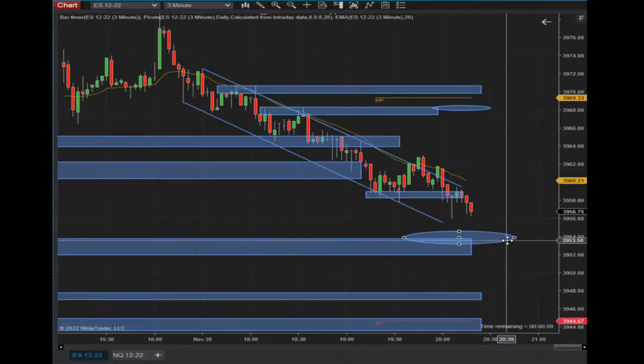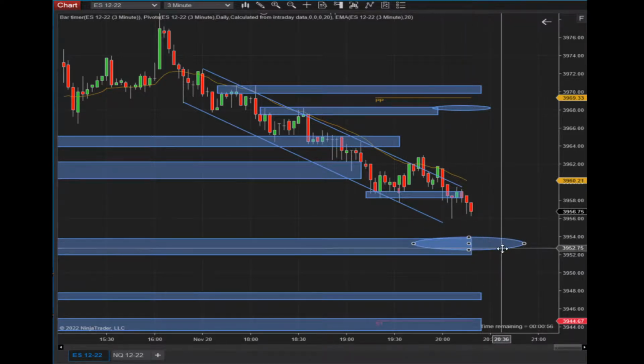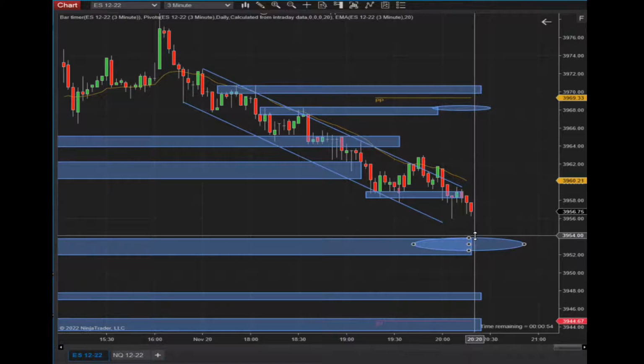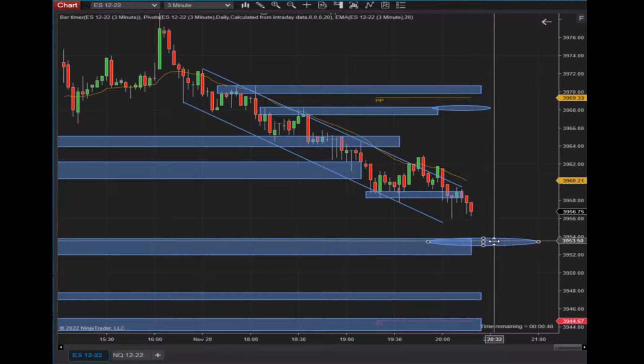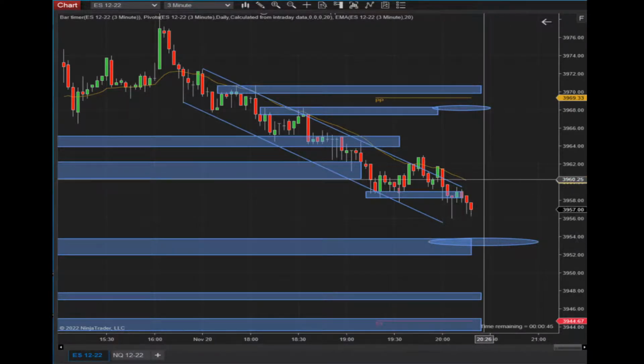I want to see this thing hang out down here and hopefully find a place to get short. It's just the structure's not good. With these candles, there's a lot of wicks, not a lot of determination. They sell it and then they buy it back up. There's not a lot of conviction in these candles.